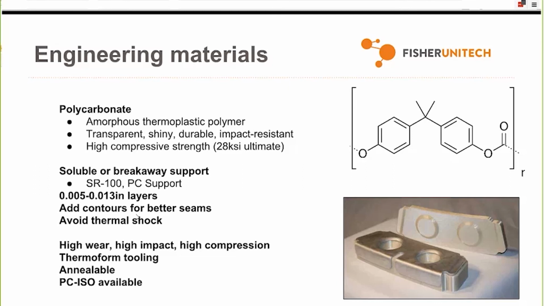Like I mentioned with PLA, annealing is basically just you raise it up to near the glass transition temperature and keep it there for several hours and then take it slowly down. Also, polycarbonate is available in a biocompatible ISO certified blend. That's the ISO 10993 USP Class 6 certification.